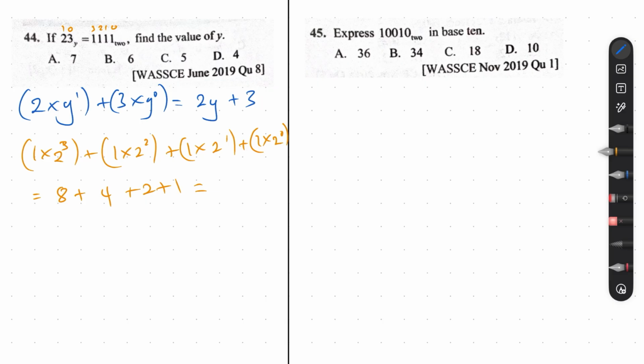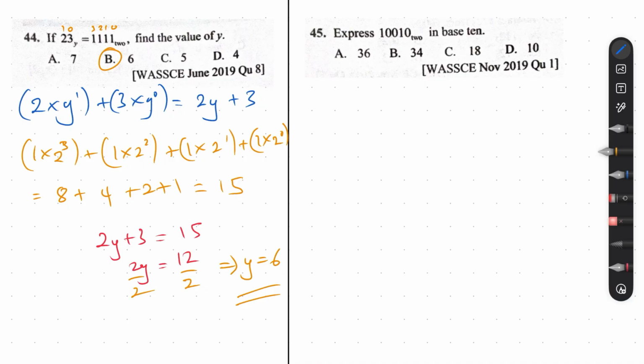This is 12 plus 3, 15. So finally we have 2y plus 3 is equal to 15. 2y equals what? 12. So we divide both sides by 2 to get our y. Then finally have y to be equal to 6. Okay, we have 6. Yes, B. Okay, cool. Let's move on to question number 45.